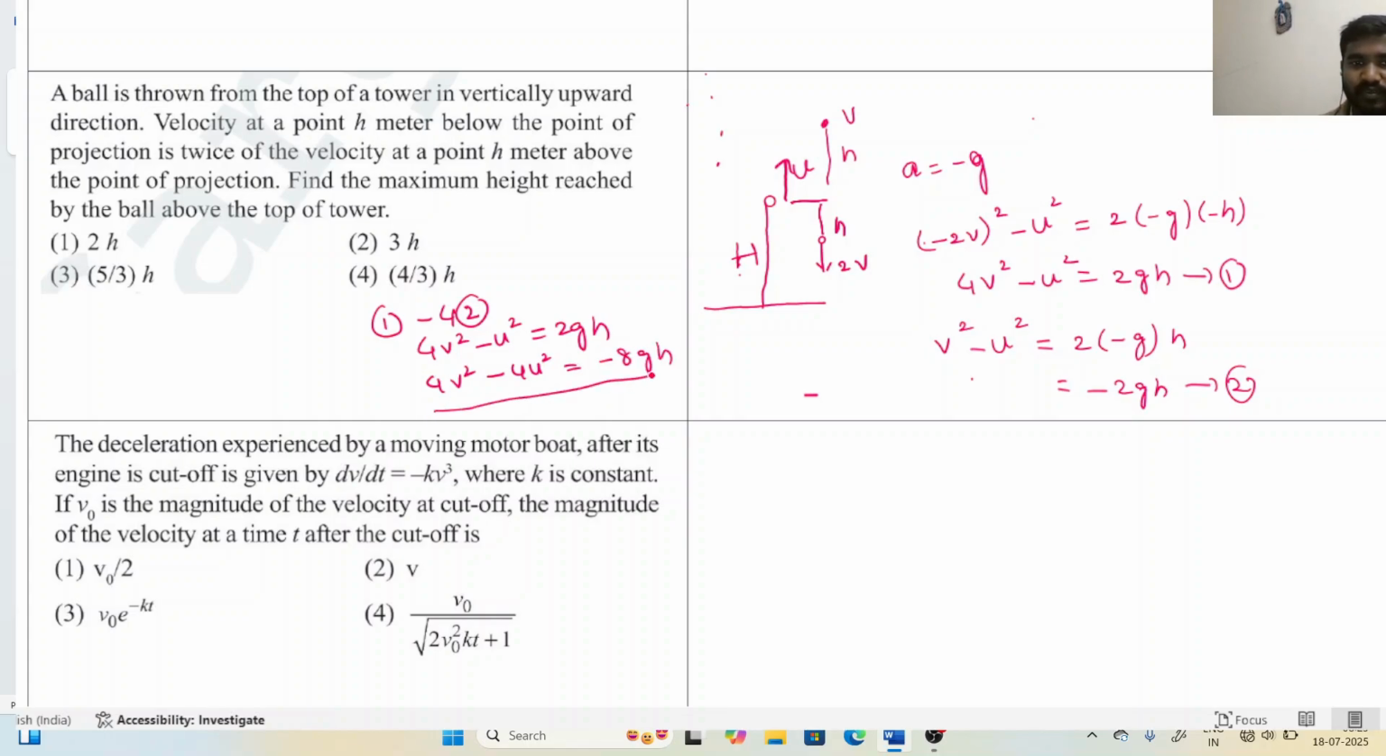If you subtract these two, you get 3u square equals 10 times gh. From this equation, u square by 2g, that is your maximum height. So u square by 2g is nothing but 5h divided by 3. Hence option 3 will be the correct one.